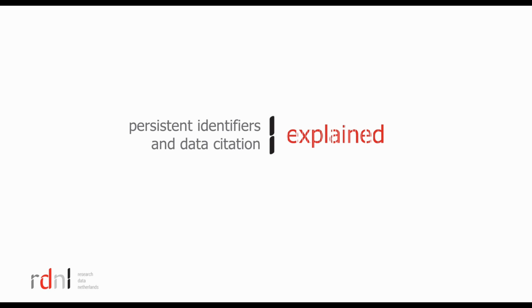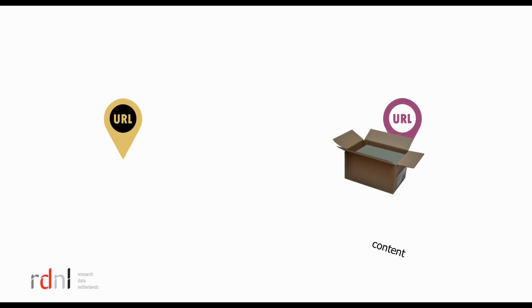Persistent identifiers and data citation explained. A URL defines a location of a dataset, image, document, video, or any other file which may exist on the internet. But the web infrastructure is dynamic. Content is constantly on the move towards another destination.